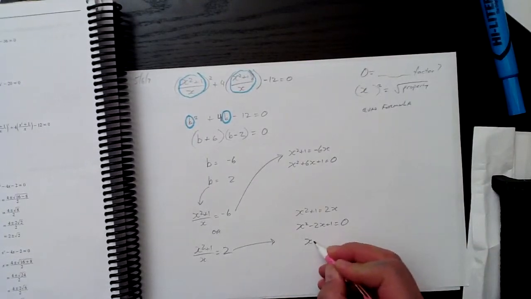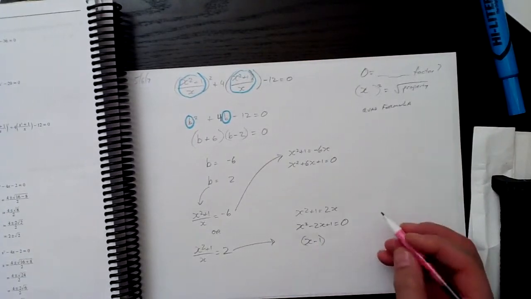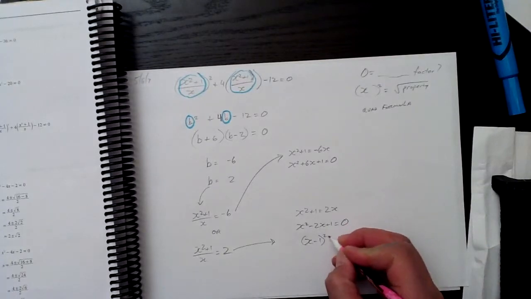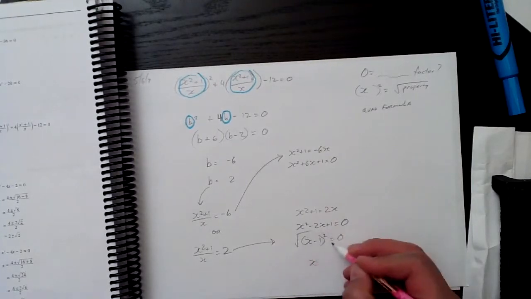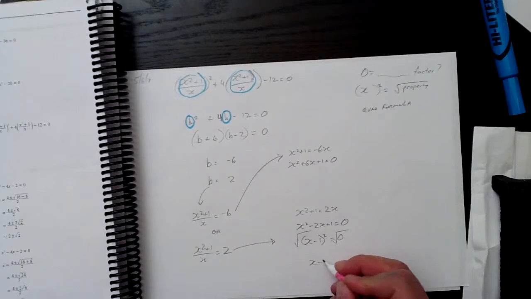So this one is x minus 1 squared. That's a perfect square. And that means if I square root both sides, x minus 1 equals 0, x equals 1.